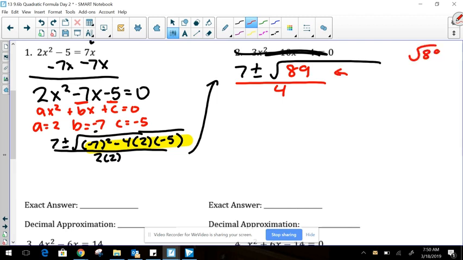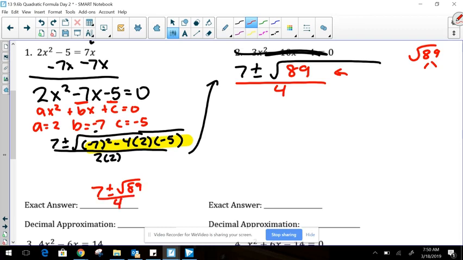So over here, I do my factor tree. Can I divide by 2? Nope. 3? Nope. 4? The only factors are 1 and 89, so I can't break this down. So this is actually my final answer. My exact answer is 7 plus or minus square root of 89 all over 4.